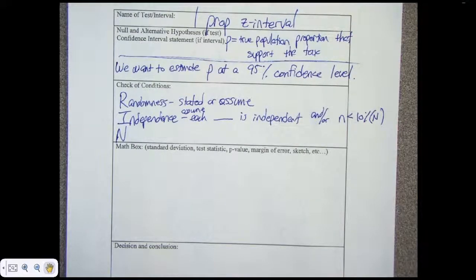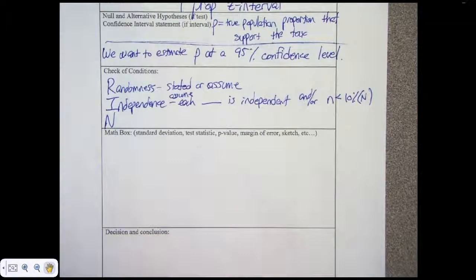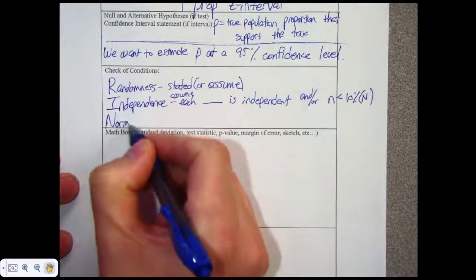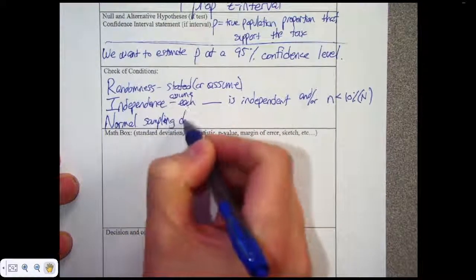Mine doesn't state it. Because when we were going through the conditions, it didn't say it was random, but you can't assume it's random. Honestly, I've never seen it come up where they didn't say it was random. That was probably one I made up. It's like always stated, so I wouldn't worry too much about it. And then N is for normal sampling distribution.